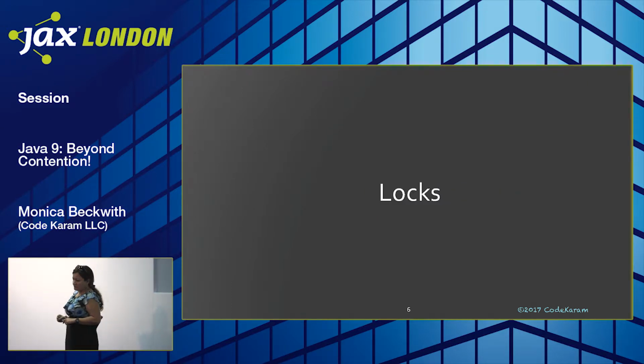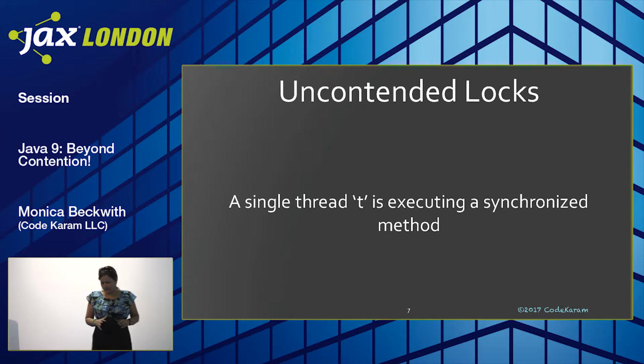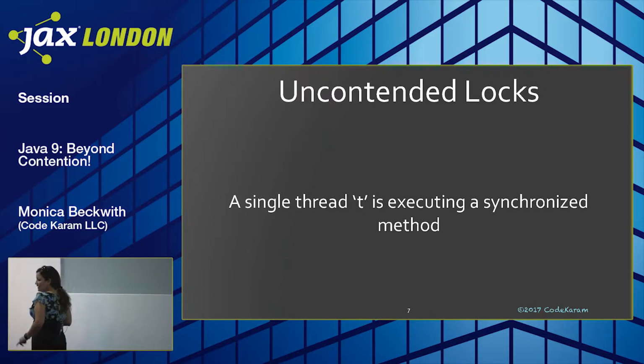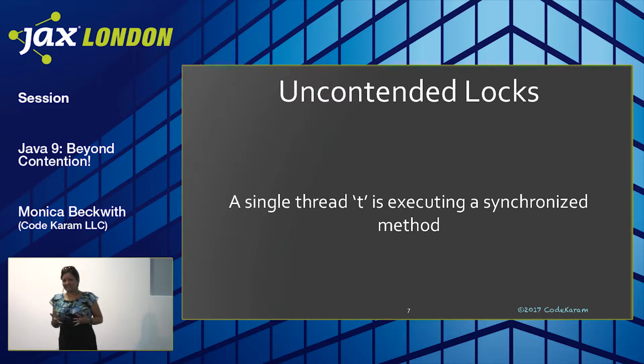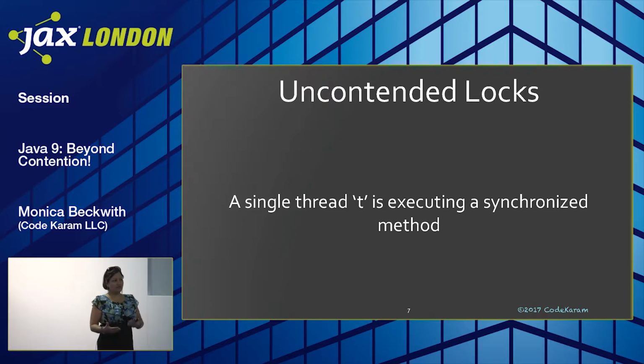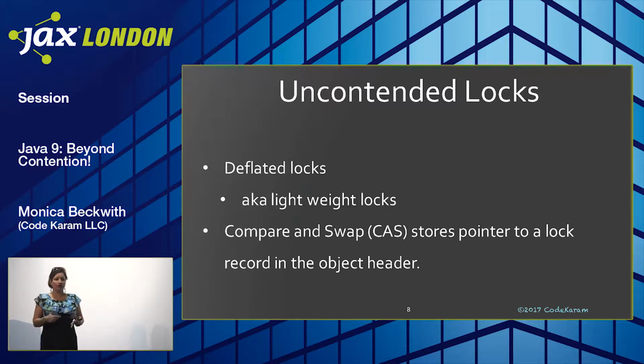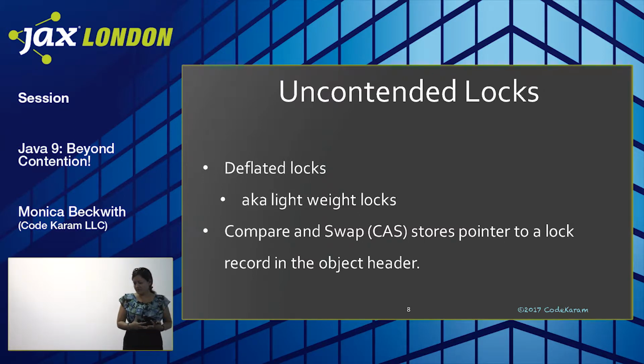So let's set the stage. What are locks, right? We have a synchronized method, and a single thread T comes along trying to execute it. By itself, this is known as an uncontended lock, because there's a single thread trying to access the synchronized method. An uncontended lock is also known as a deflated lock or lightweight lock. If you're used to OS terminology, they're lightweight locks within the operating system.